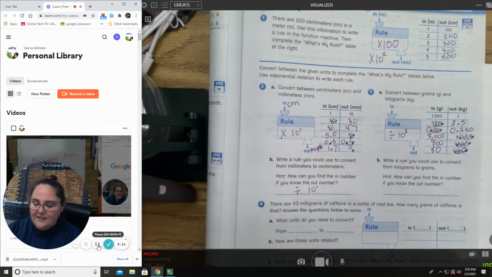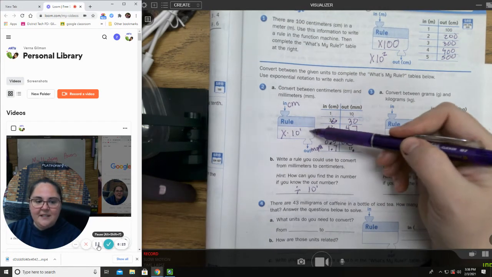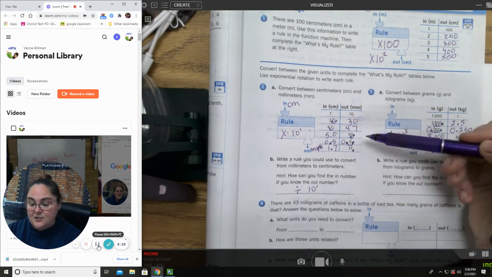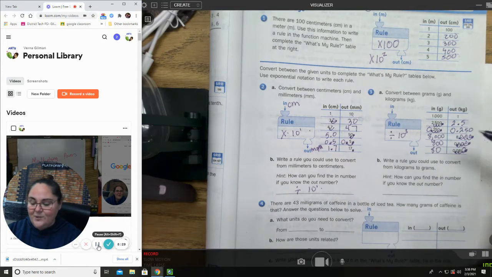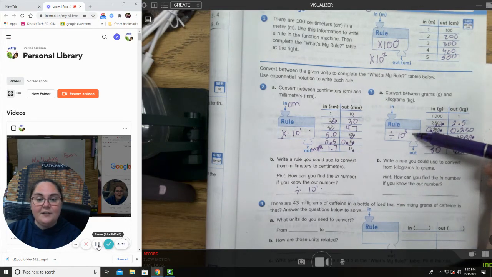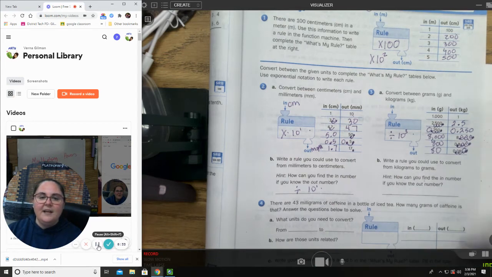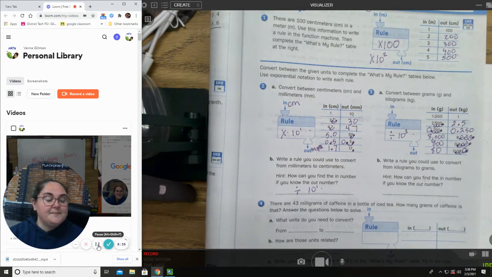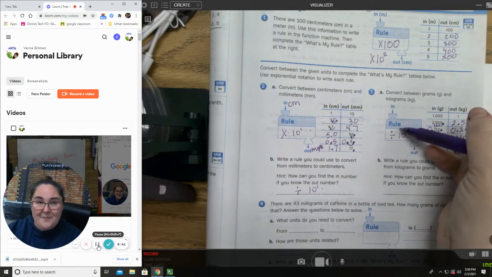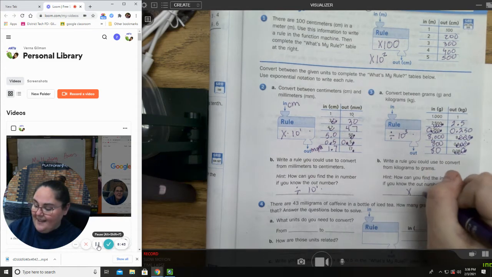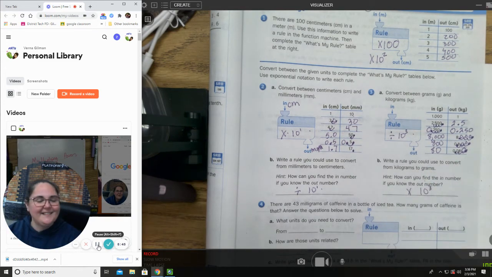Now, looking at this one, I multiply by 10 to the first. To do the opposite, I divide by 10 to the first. So this table, I divide by 10 to the third. What rule could I use to go the opposite way? The opposite way, the opposite process. I'm not going to divide. I'm going to multiply by 10 to the third. That's how you do this. Awesome.